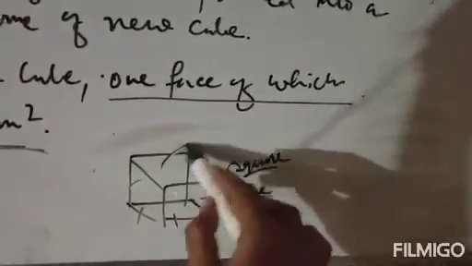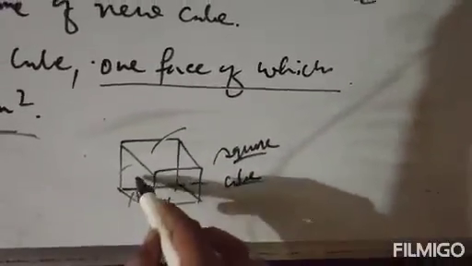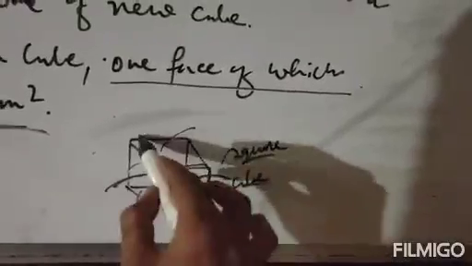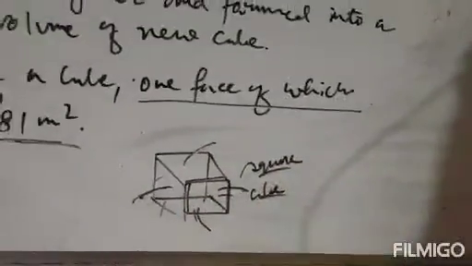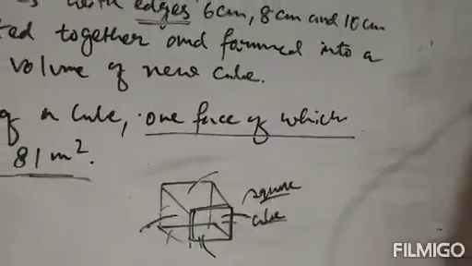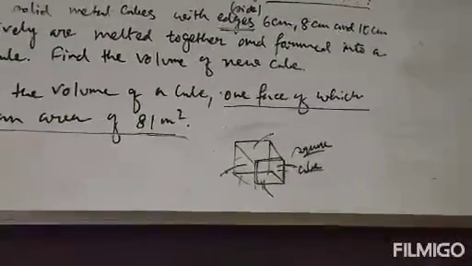A cube has a top face, this is the top face, this is the bottom face, these two are the side faces, this is the front face, and that one is the back face. Clear? As this is a 3D figure, we cannot see the back face, but it has a back face also. So this cube has all these faces.